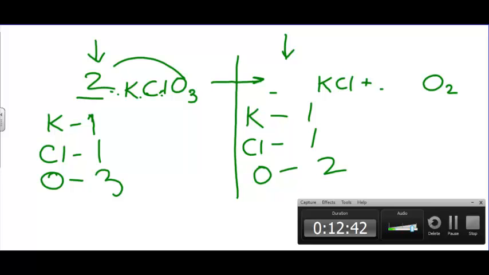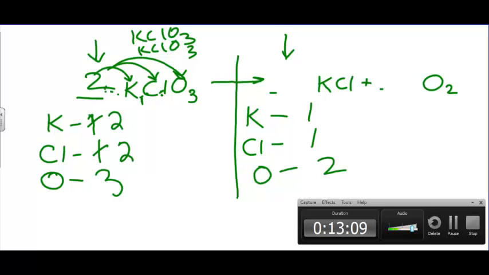So when in doubt, if the place to start is not evident, and this is confusing to you and you don't know where to go, stick this 2 here, make the changes, distribute it to everybody in the compound, because that means you have KClO3 twice. That's what that 2 means. You have 2 of those compounds. So 2 times 1K gives you 2, 2 times 1Cl gives you 2, and 2 times 3 O's gives you 6. And now try to balance it from there.